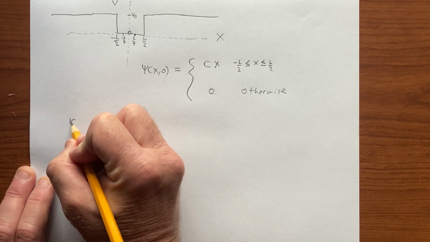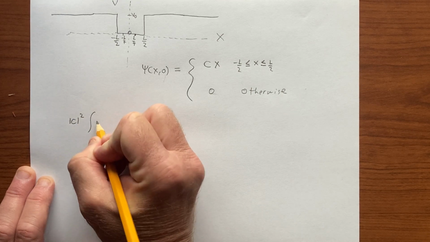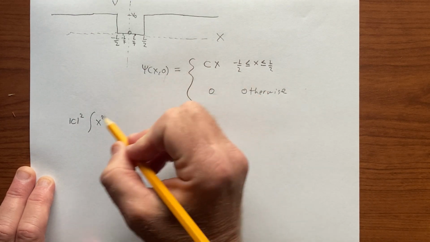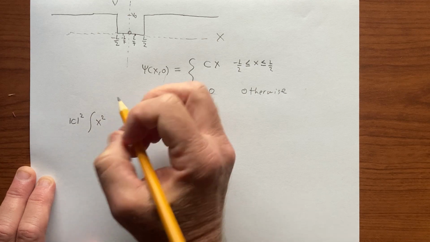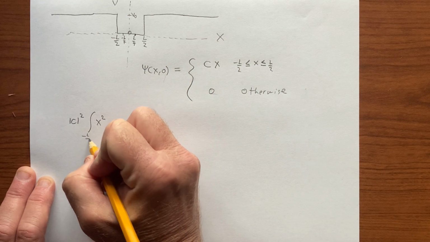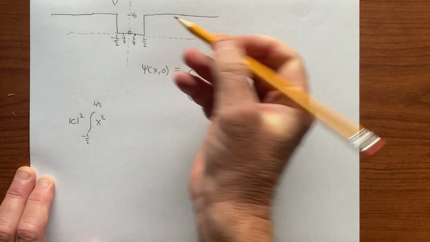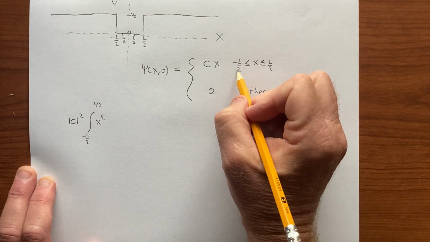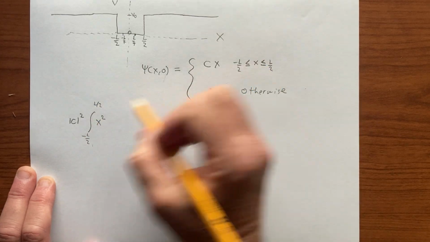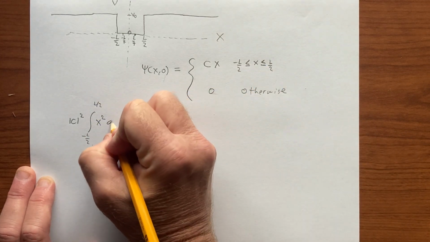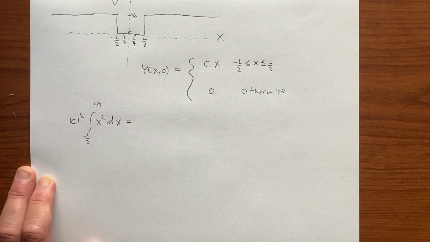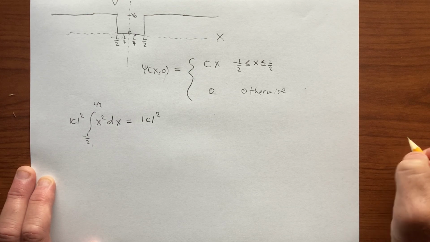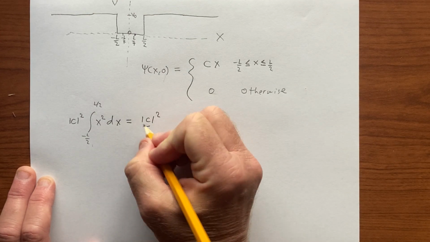So we have c modulus squared, x squared, that's psi x0 modulus squared. And we want to integrate that over the entire space from minus infinity to plus infinity, but the function is only non-zero in this range, so that determines our limits of integration. We have to integrate this, and this has to give us 1. So we get c modulus squared. We get a factor of 3, right?